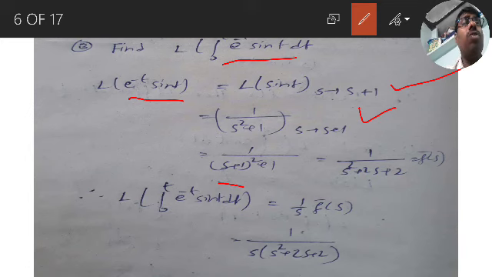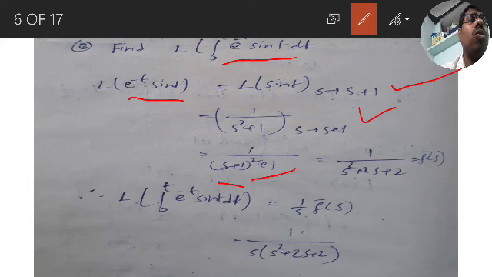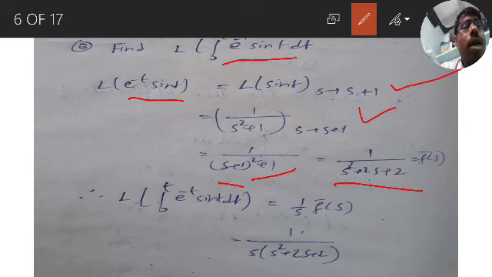(a plus b) whole square is a square plus 2ab plus b square. So (s plus 1) whole square is s square plus 2s plus 1. Again one more plus 1, so it becomes plus 2. So 1 by (s square plus 2s plus 2), that is our f bar of s. Once we got f bar of s, the problem is almost complete. So what is our f bar of s? F bar of s is 1 by (s square plus 2s plus 2).